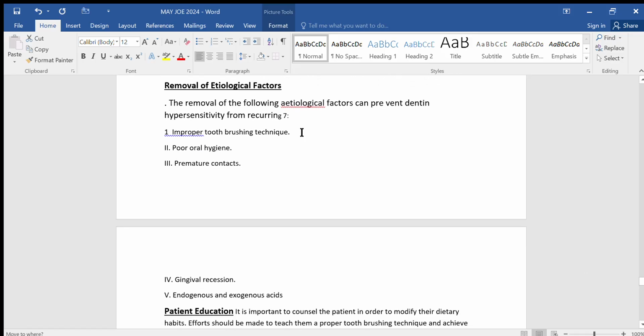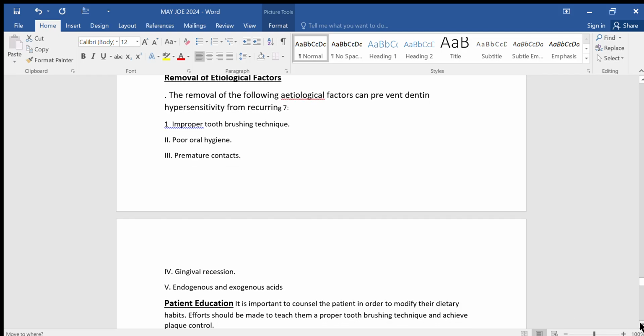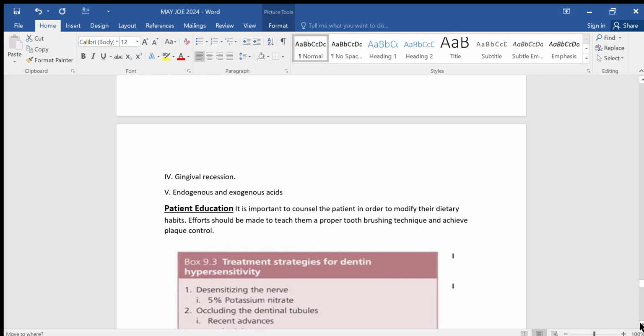The removal of the following etiological factors can prevent dentin hypersensitivity from recurring: improper toothbrushing technique, poor oral hygiene, premature contact, gingival recession, and endogenous and exogenous acids.